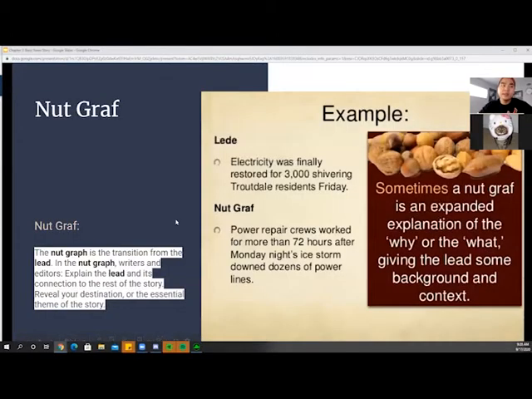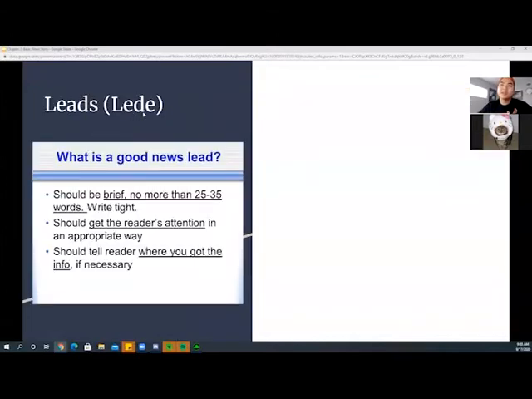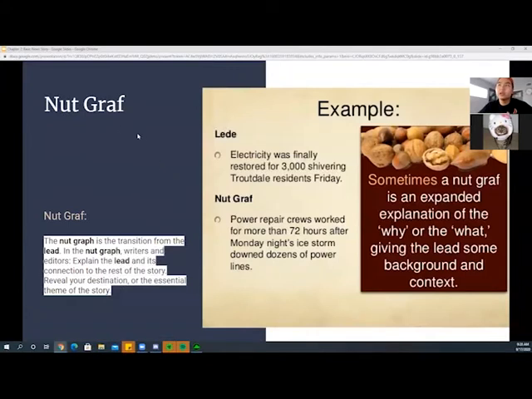The sentence and the sentences right after the lead is called the nut graph. We spell it like this, same thing with the lead. They spell it like this just because it's like a slang term for journalists. But we call it nut graph because there is a saying, in a nutshell.